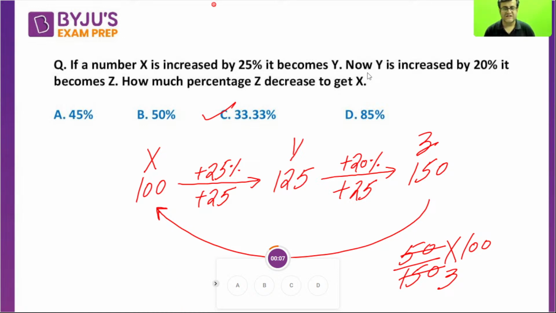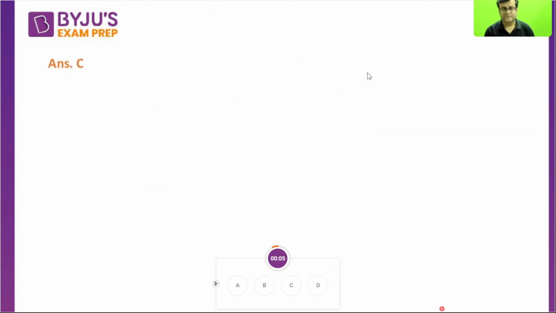Class kab tak hogi? Sudha ji, class is over. This was the last example of the day. This is from my side in today's session.